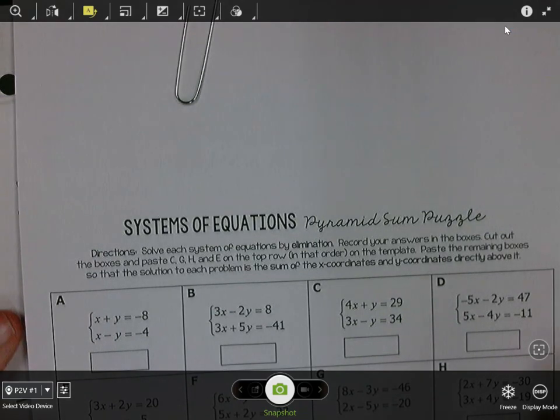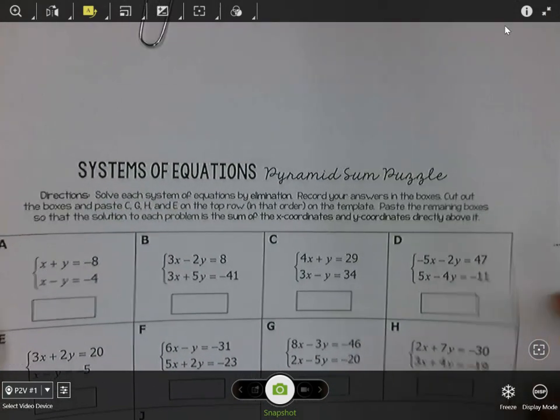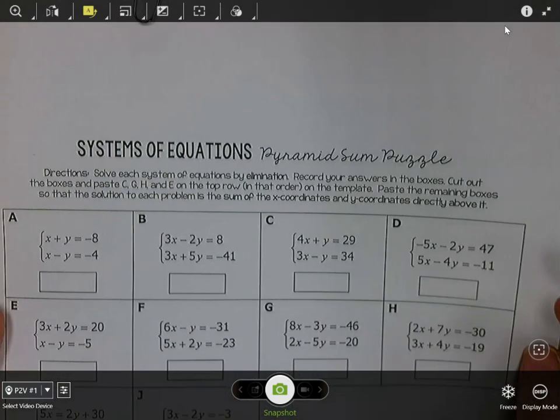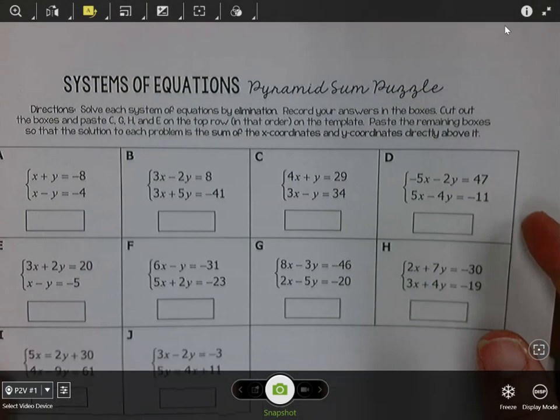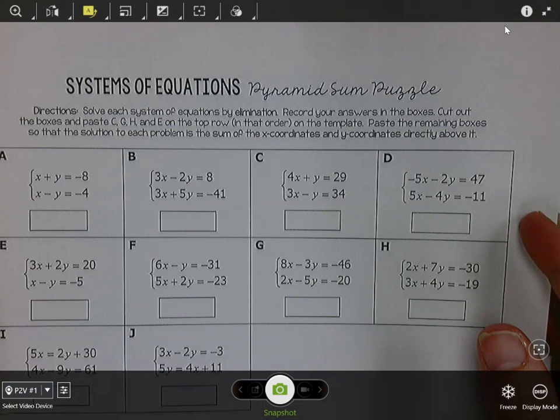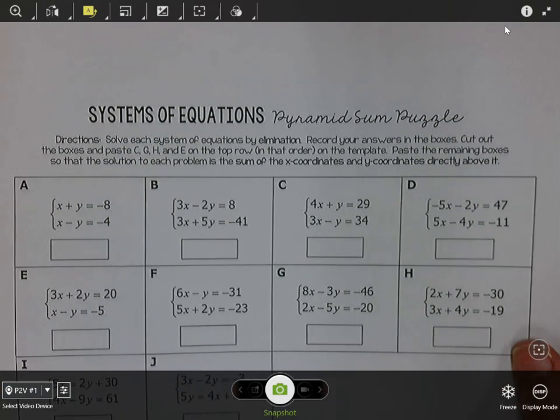While you are completing this assignment, I'm going to be posting a review assignment on Big Ideas for you to do as homework for the next 2 or 3 days. It won't be due till Friday before the test, the review assignment.